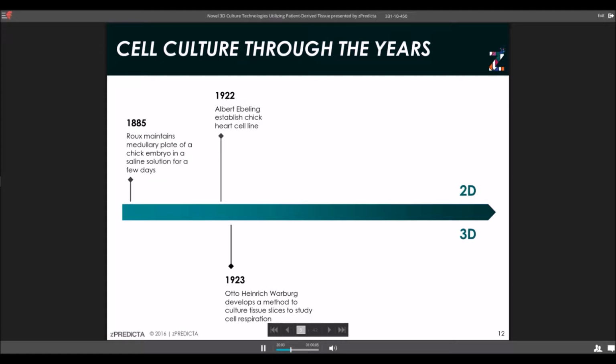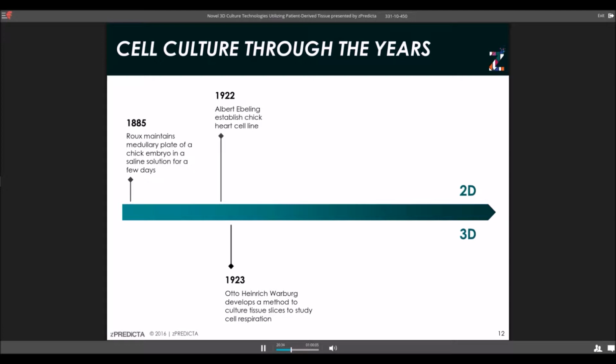And then the first application of 3D culture actually came in around 1923 with Warburg looking at cellular respiration, and he was culturing slices of tissue to really look at cell respiration. Now, actually, his studies have come to light again when people are studying tumor respiration and looking at how tumor cells maintain their metabolism. So his work is coming back.